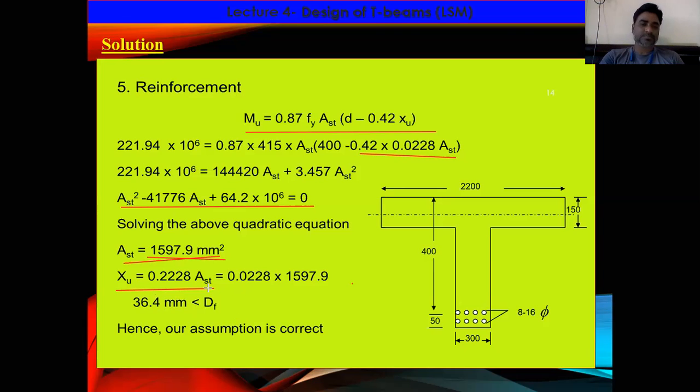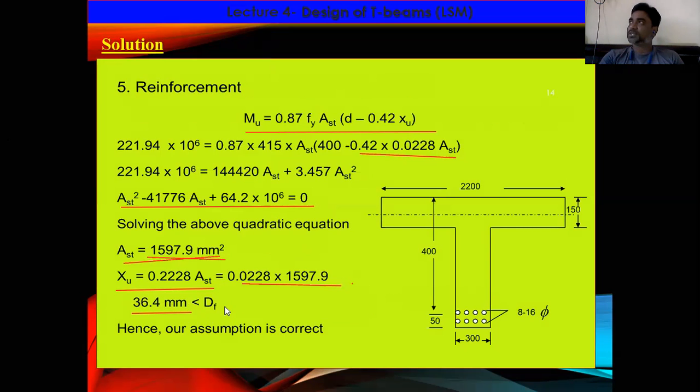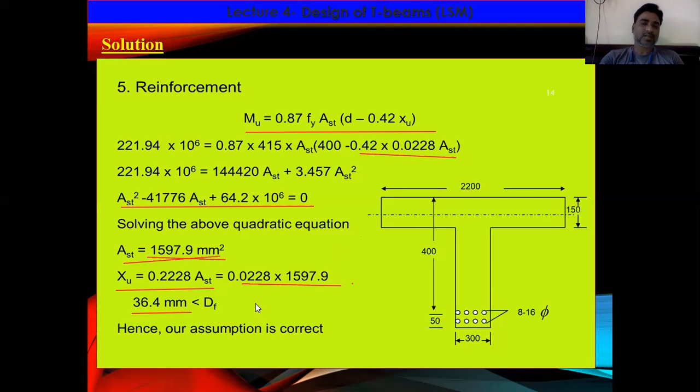Substitute this A of ST and determine the depth of neutral axis. So here I got 34.4 mm, and you need to check whether your assumption is right or wrong. How to check? For the depth of neutral axis, I have assumed that it is within the flange. Therefore, if the depth of neutral axis is less than the thickness of flange, then our assumption is right. If it is greater than the thickness of flange, then our assumption is wrong.